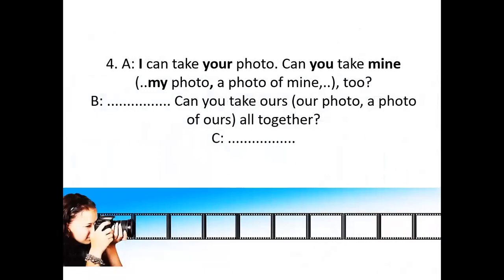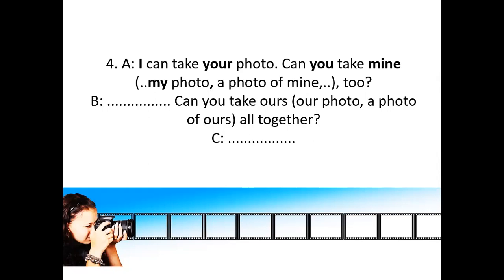Dialogue 4. I can take your photo. Can you take mine? Instead of saying, of course, it is also true. Can you take my photo? Or a photo of mine. Yes, I can take yours. Yes, I can take your photo. Yes, I can take a photo of yours. Mine changes into yours. Or just, yes, I can take it.